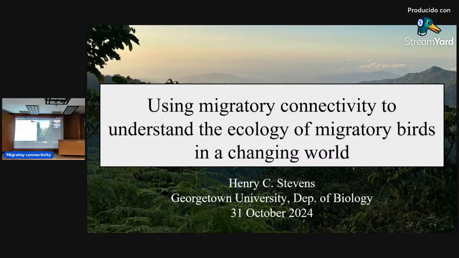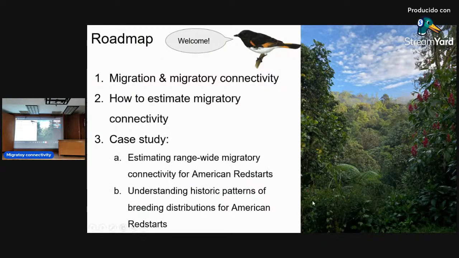So, just a roadmap for the talk today. We're going to start with a background on bird migration and migratory connectivity. Then we're going to talk about how we typically estimate migratory connectivity. And then I'm going to walk you through a case study, which is just 2 of the chapters in my dissertation. The first focuses on estimating range-wide migratory connectivity for a migratory bird species, the American redstart, Setophaga ruticilla. And then secondly, an example of how we can use range-wide migratory connectivity to understand historic patterns of breeding distributions for redstarts. So without further ado, we'll start with a background in bird migration and migratory connectivity.